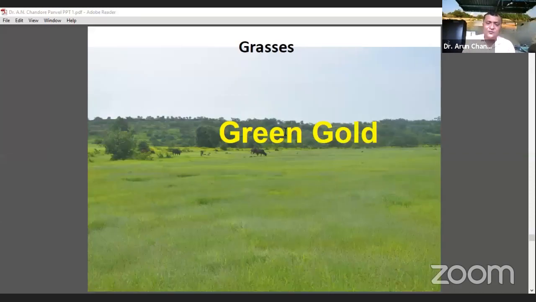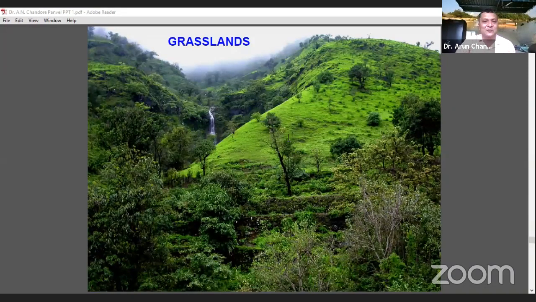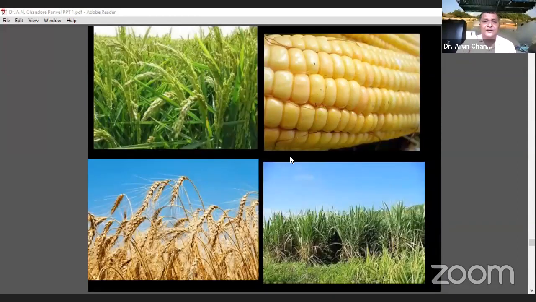Then another group is grasses, green gold, as we call it in Marathi. People generally neglect this group because the flowers are minute and identification is difficult. But ecologically it is a very important group, and about 1,225 species of grasses are reported from our country. You know these four plants: wheat, Zea mays, Oryza sativa, which is rice, and sugarcane. These four plants complete our 80% day-to-day food requirement, and all of them belong to the grass family. That's why the grass family is economically very important.